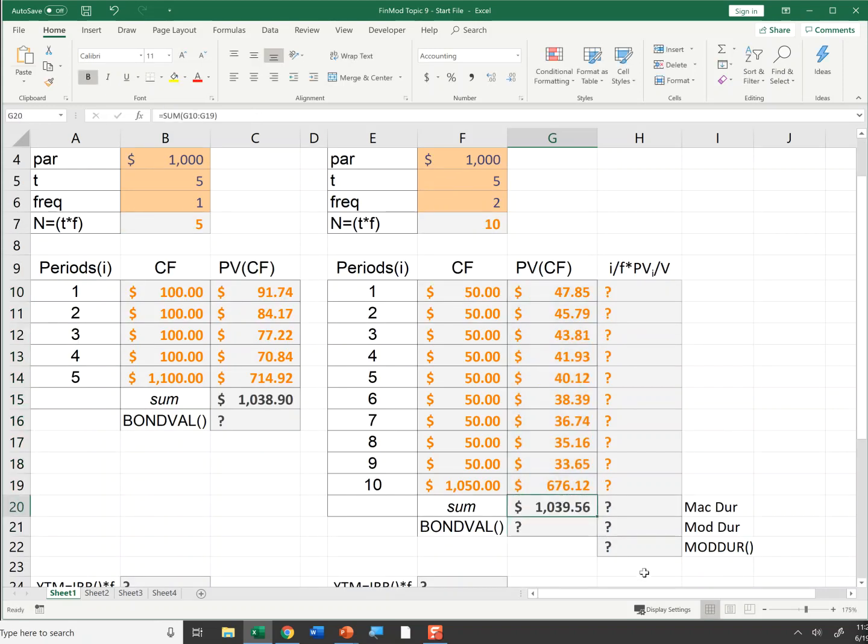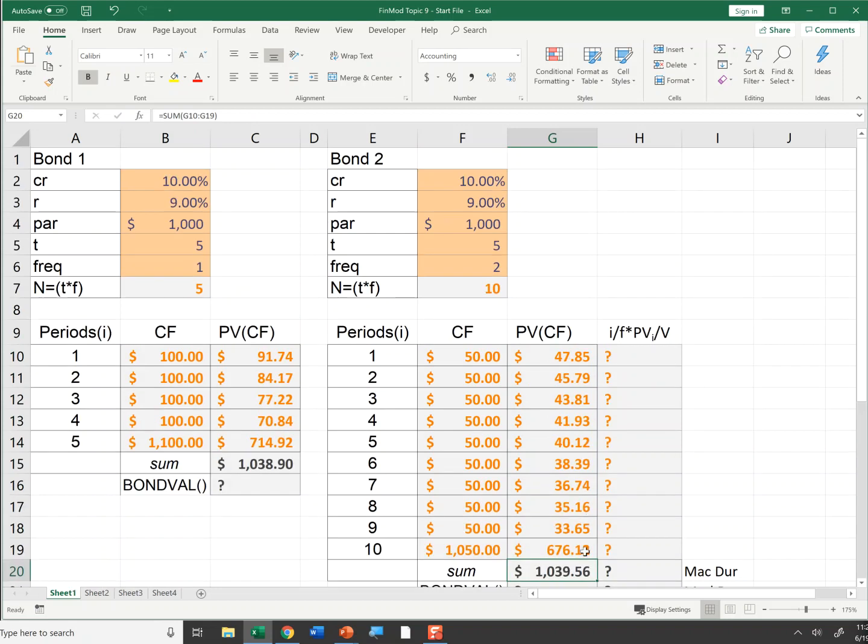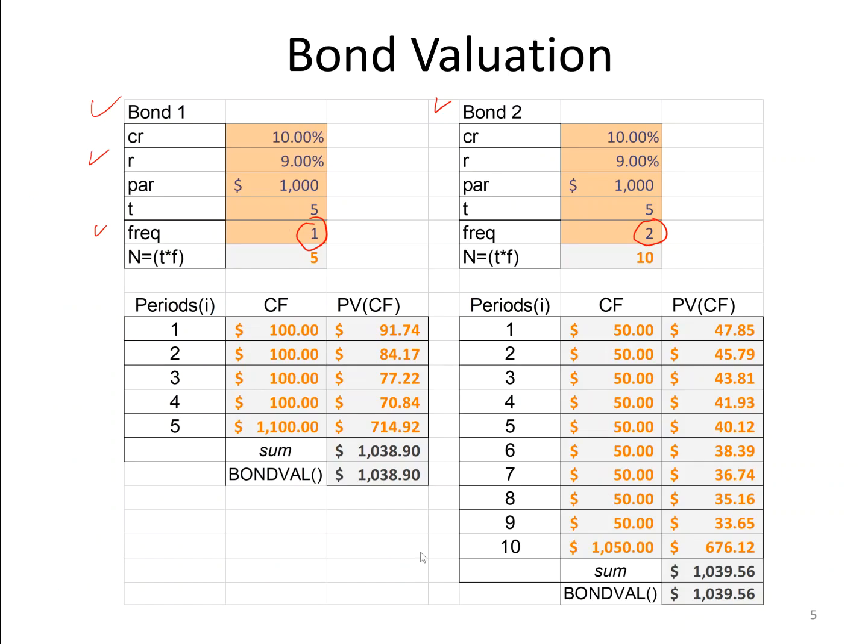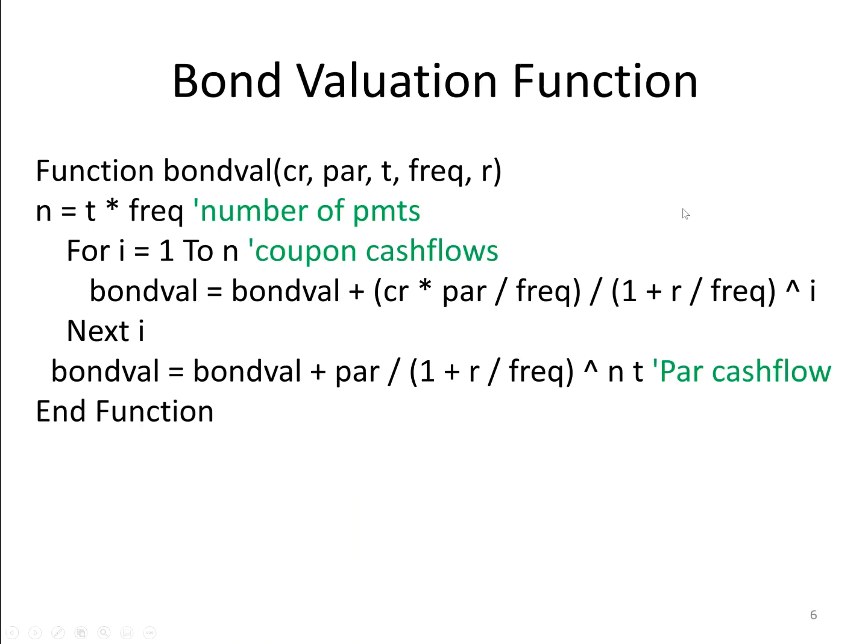And what you see here is I'd pay $1,039.56 for this bond. I'd pay a little bit more for this bond that has these payments that are happening a little bit sooner, right? The first payment is received in 6 months and not a year from now. So that's how we value bonds. We take the present value of all future cash flows and making sure we account for the frequency.